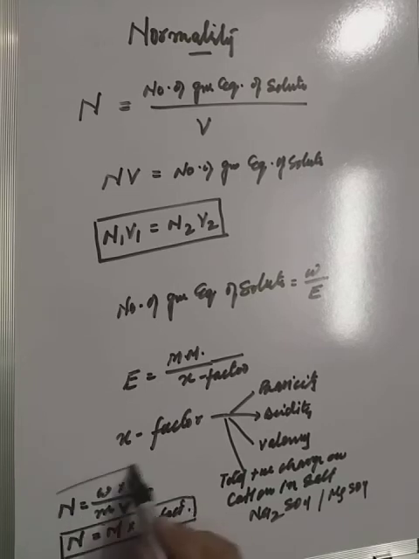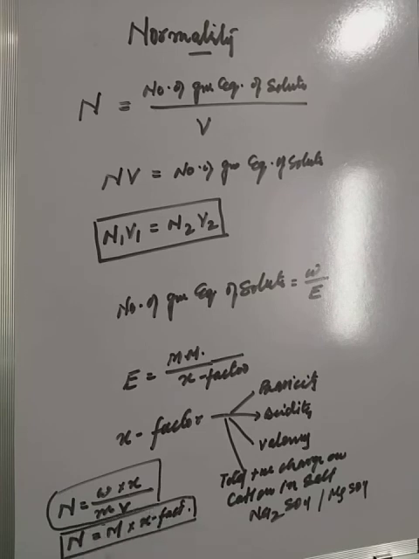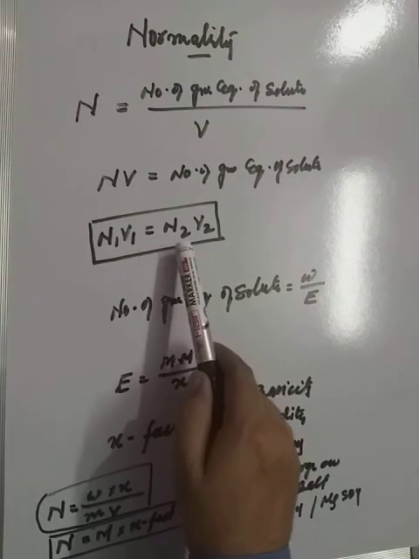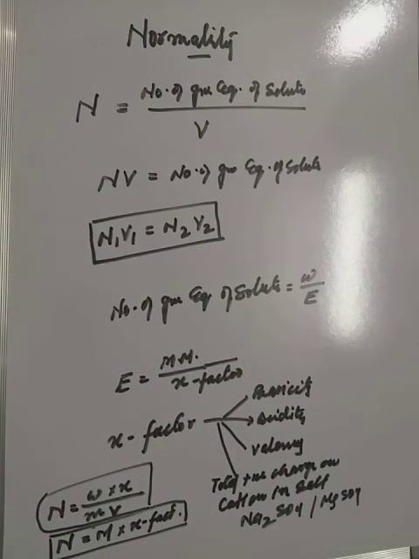The normality we can calculate by this formula. If we know the molarity, we can calculate the normality. We must know the X factor. Then if X factor is 1, then molarity and normality will be the same. Then N1V1 is equal to N2V2 we can use, but we cannot use M1V1 is equal to M2V2 due to the different X factor. But if the acid is the same or the base is the same, and we are calculating the molarity of the same base at different dilution, then we can use M1V1 is equal to M2V2.